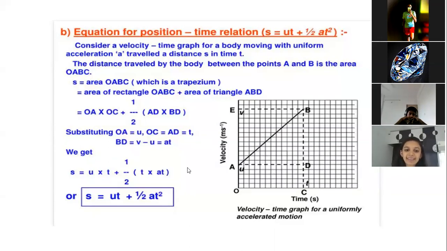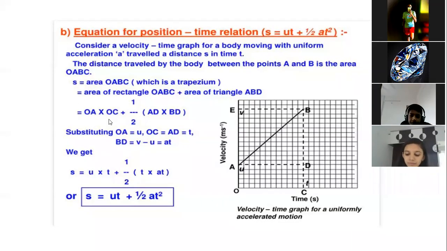So area of the rectangle, can all of you see here, OADC, which is length into breadth. Your length is OC, into your breadth is OA. Plus the area of this particular triangle, half into base into height. What is your base? AD, and your height is BD. So we know what is OA. OA is the initial velocity. What is OC? OC is your time.